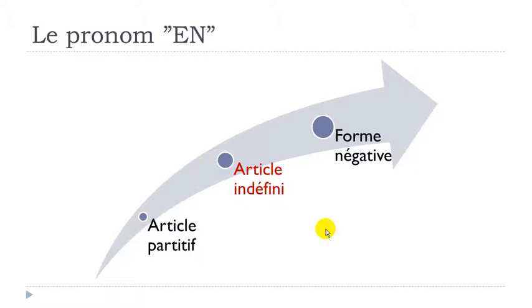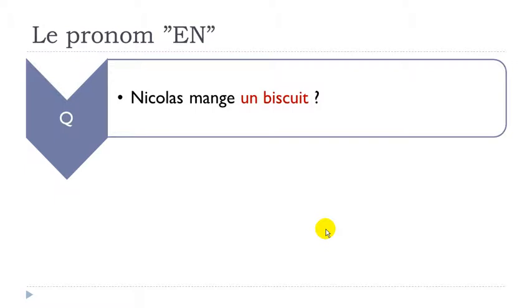Second structure, if you want to use le pronom en instead of an article indéfini. So let's see how it goes. In that case, you've got a question: Nicolas mange un biscuit. So it's quite interesting because the difference between what we had previously with this partitif, some, when you use this partitive form, you don't really give any information regarding the quantity. In that case, you use un, so that's clear, it's only one. Nicolas mange un biscuit.